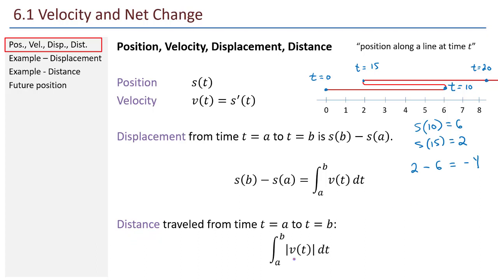To compute distance, it's a little bit more complicated. What I actually do is I integrate the absolute value of velocity. In the earlier case, with displacement, sometimes velocity can be positive, sometimes it can be negative, and positive and negative velocities sort of cancel each other out. But in the distance case, I want to keep counting distance. I want to keep counting motion. So I can solve that problem by making my velocities always positive, by taking the absolute value. All right, let's do an example.